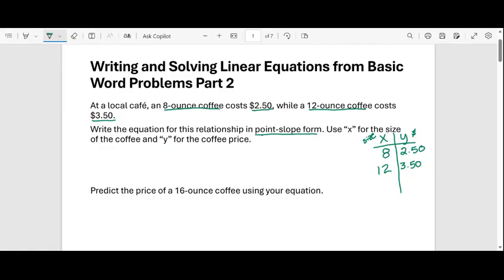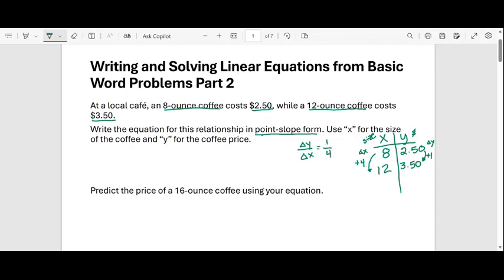Then to make this equation, we have to find the slope, or the change in Y over the change in X of these 2 points. To do that, I will find my delta Y, or my change in Y, by figuring out what happened between $2.50 and $3.50. I know I went up by $1 for my Y. Then I'll find my change in X. If I went from 8 to 12, I went up by 4. So my delta Y over delta X is 1 over 4.